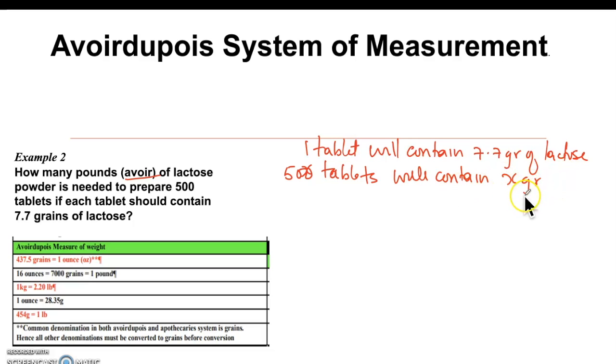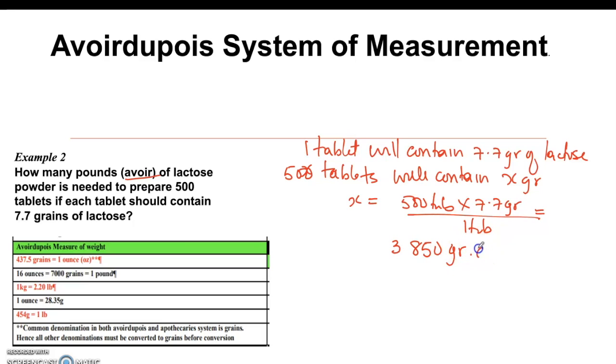So we don't know the amount of grains of lactose needed for these 500 tablets. So quick cross multiply: 500 tablets times 7.7 grains divided by one tablet, and that is going to give us 3,850 grains of lactose. So that means if I have 500 tablets, I'm going to require 3,850 grains of lactose.